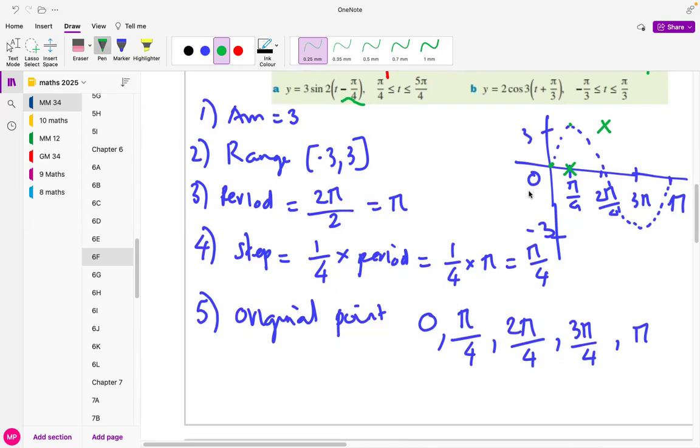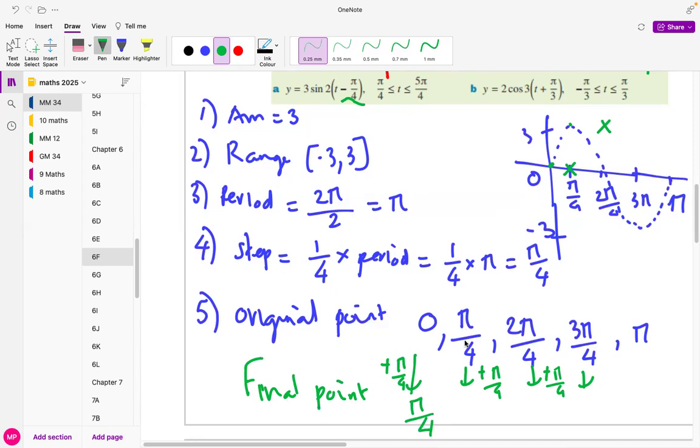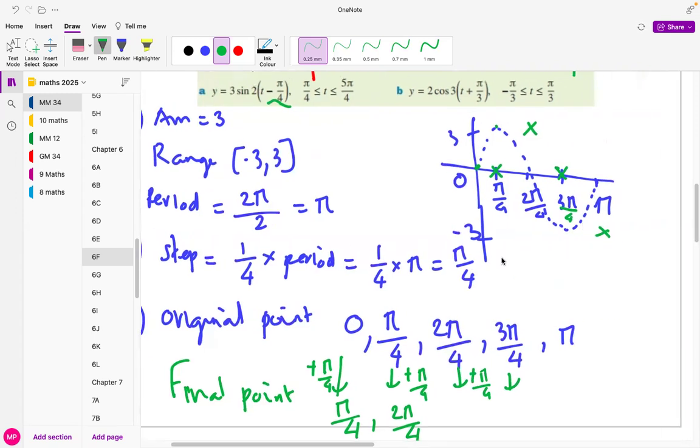Okay, so that's why I have the final step in my previous talk. For each point here, you add π/4 to the right. So you're going to add π/4 to all of them. 0 plus π/4 is π/4. π/4 plus π/4 is 2π/4, as you can see here. So 0 has become π/4, π/4 has become 2π/4. If you keep doing that, 2π/4 becomes 3π/4, and then 3π/4 becomes π. So the last point, when I move this point here, π becomes 5π/4.